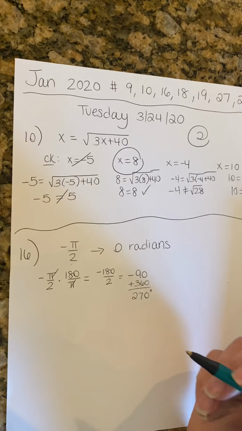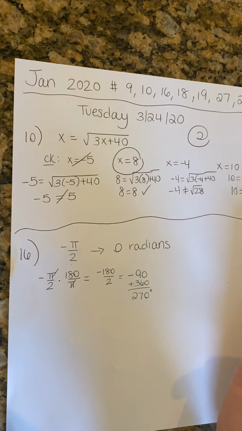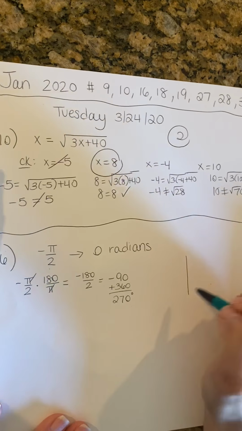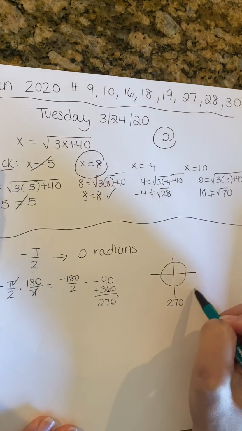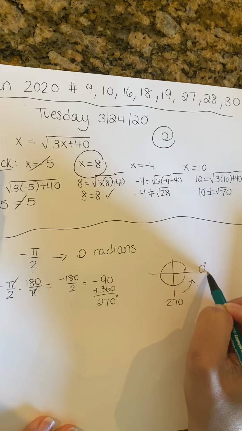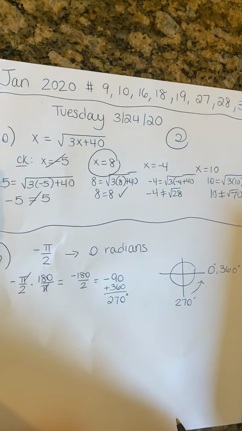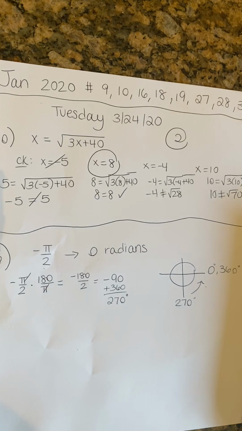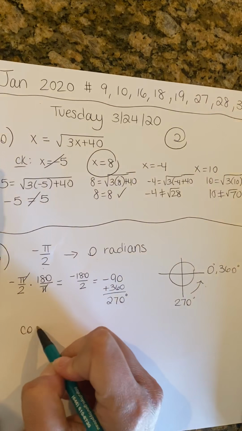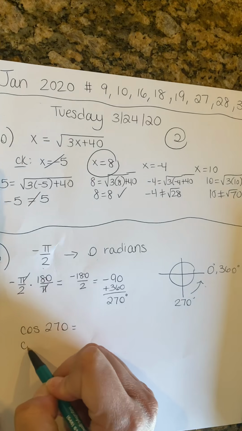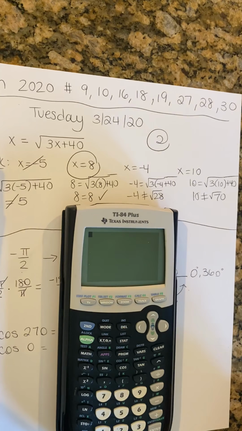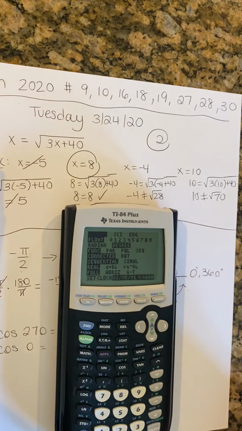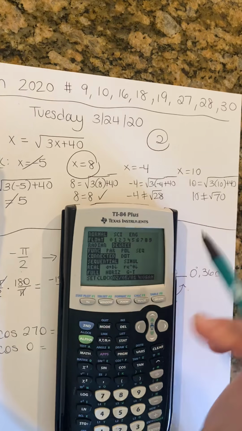And then 0 radians is just the same as 0 degrees, okay? So basically what that means is I want to know what happens when I go from 270 to 0 degrees, which is also 360. Okay, so if I look at the answer choices, we're talking about the value of cosine. So I'm gonna plug in cosine of 270 in my calculator, and the cosine of 0 in my calculator. First thing I wanna watch is my mode.